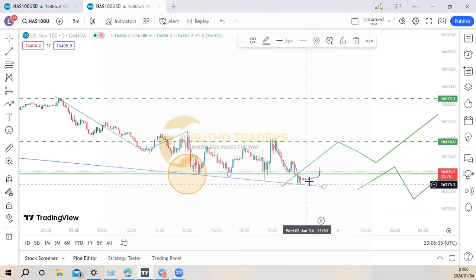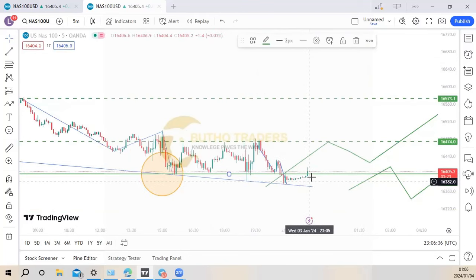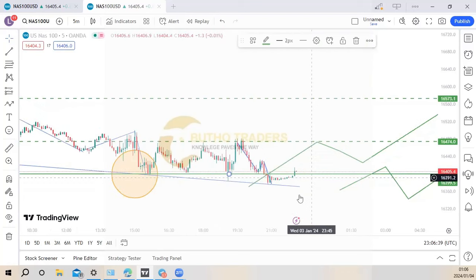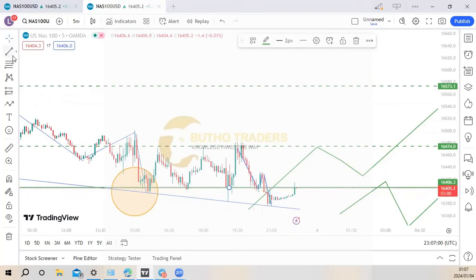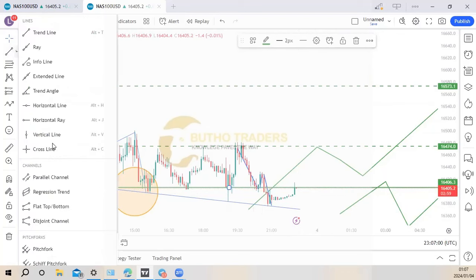Where the line is now, it got broken here. You see this green candlestick? It broke above. The head of the candlestick is above the trend line. You need to say it broke above. So what it needs to do is come back, retest the trend line, and then continue to shoot up. This is what is going to happen. It might come back, it might not come back.